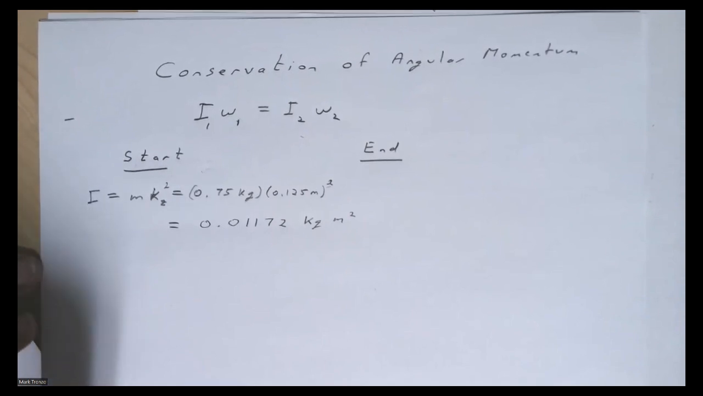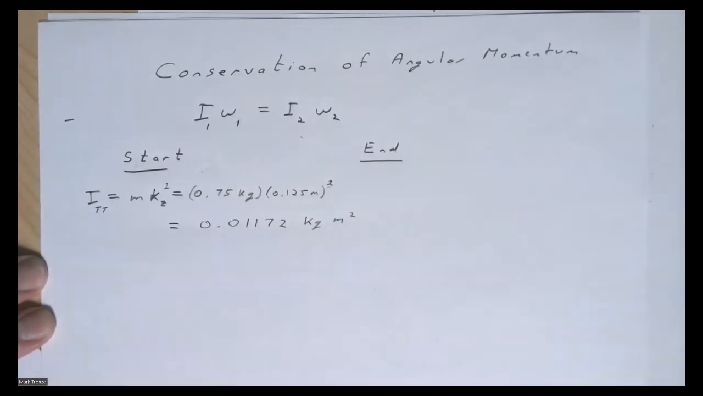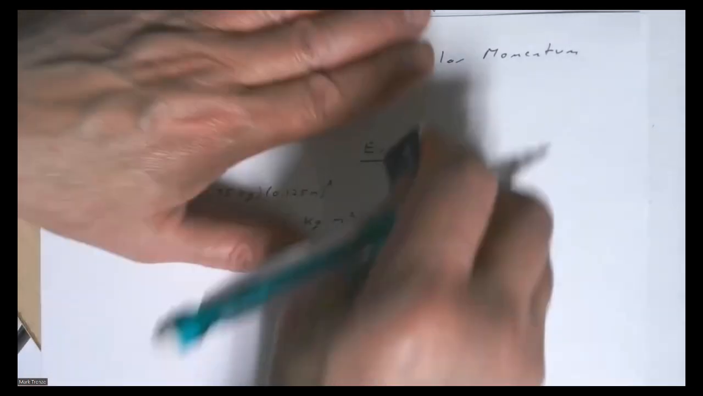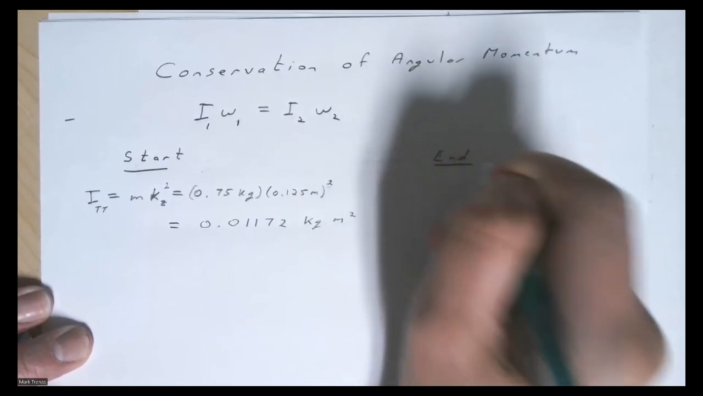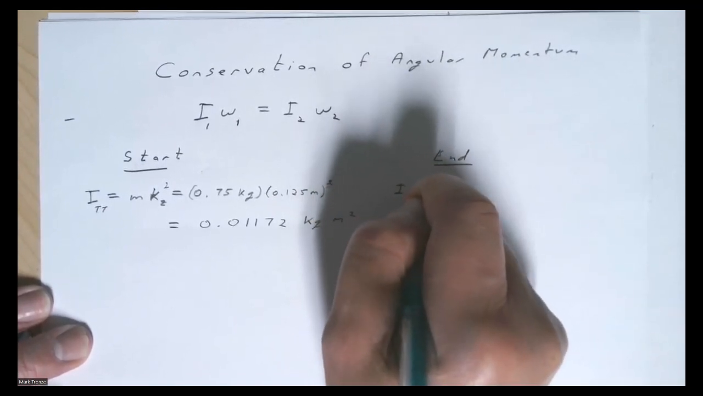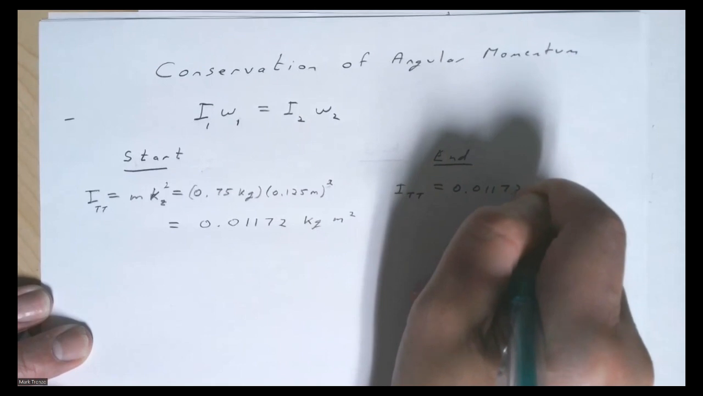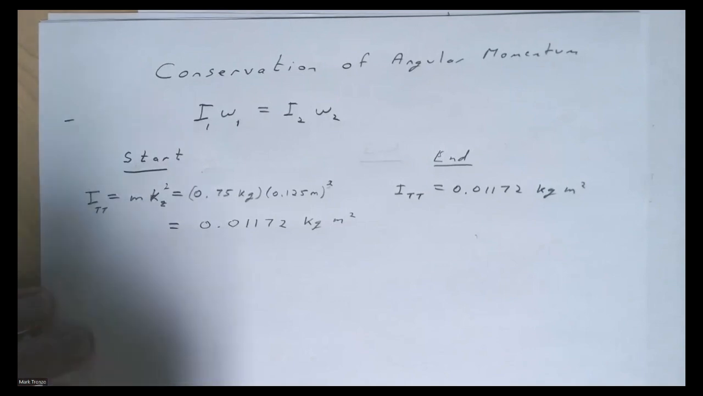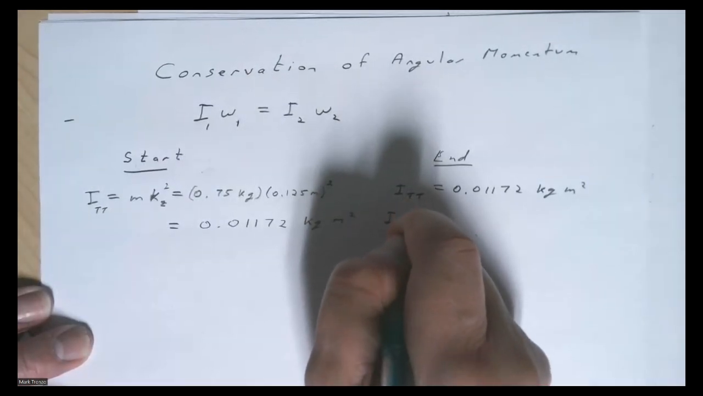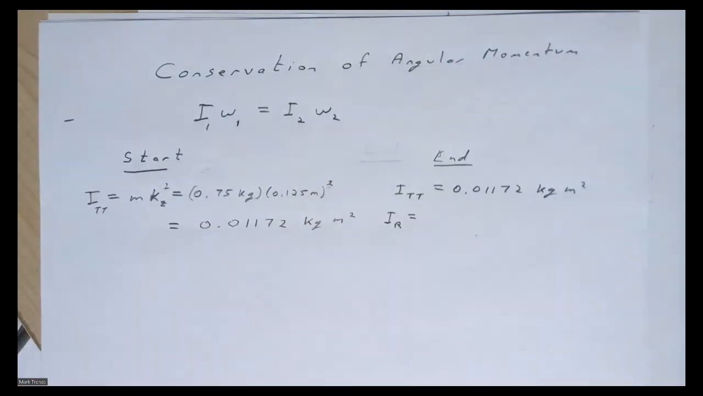Actually, I should mark this. So at the beginning, again, this is the turntable. Then at the end, we're going to have the turntable as well as the record. And so for the turntable, from here we got 0.01172 kilogram meter squared. And then we're going to need the I of the record. Now we're assuming the record is just a disk.